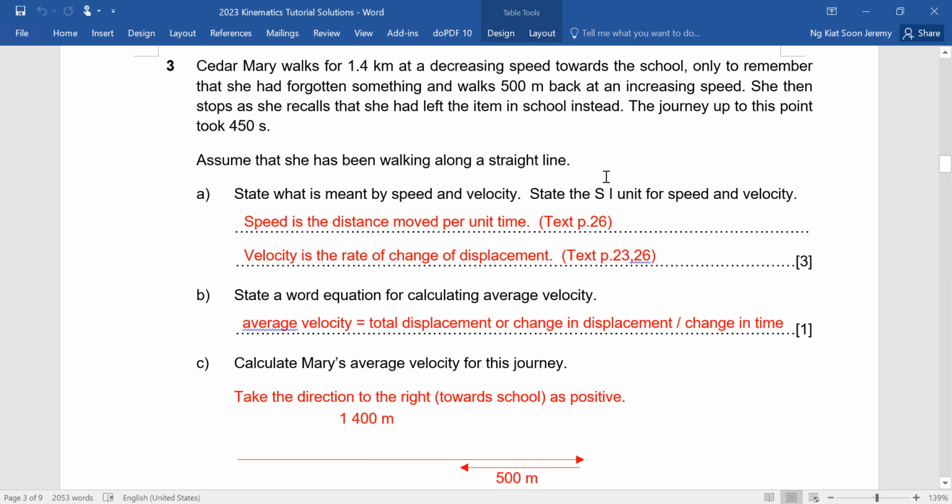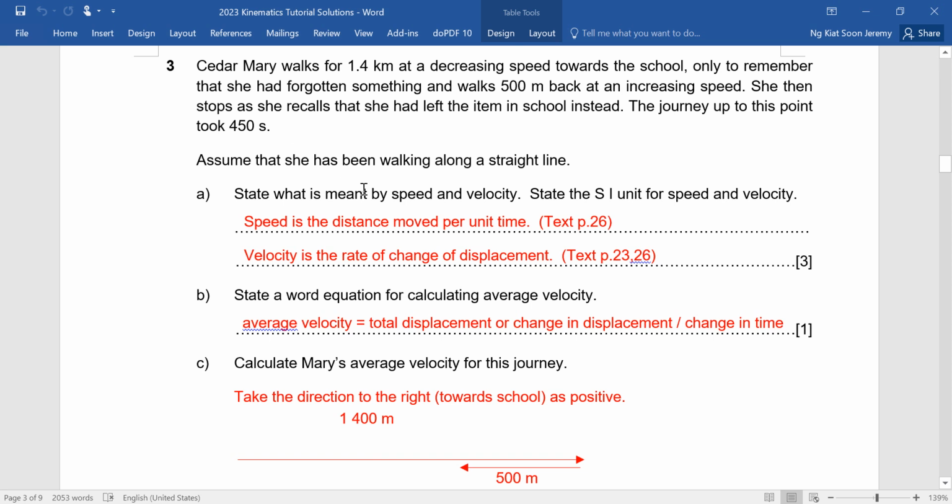Okay, hello, I'm back with question 3. Sita Mary walks 1.4 kilometers at decreasing speed to her school, only to remember she forgot something and walk 500 meters back at increasing speed. She then stopped as she recalled she left the item in school instead. The journey to this point took 450 seconds.